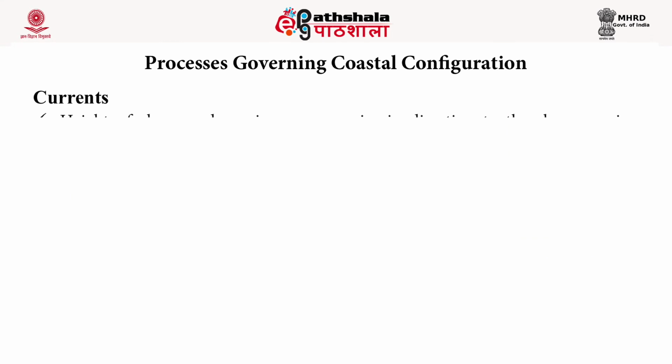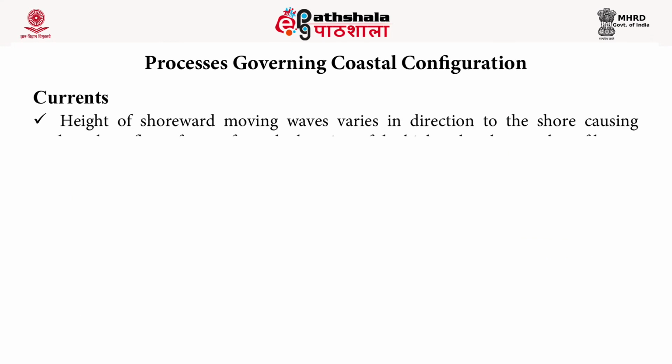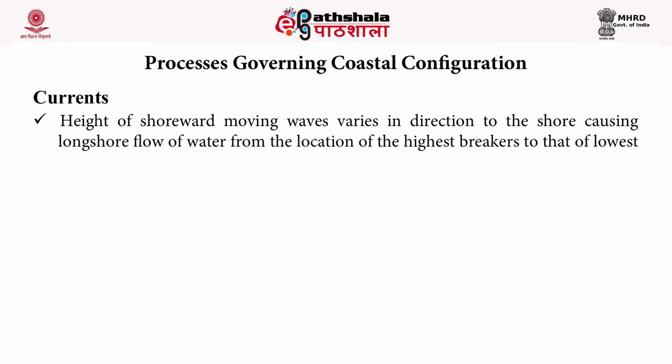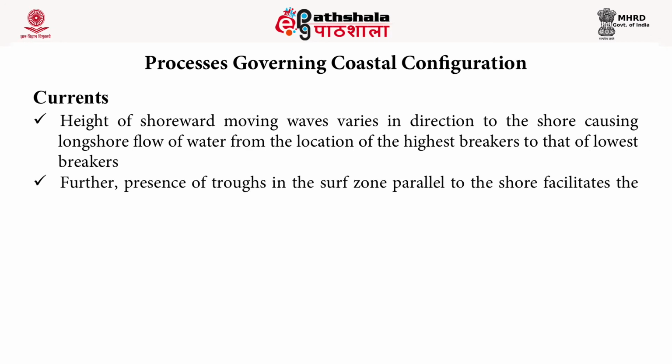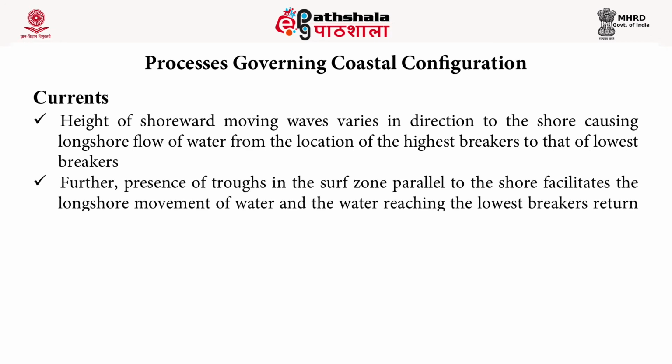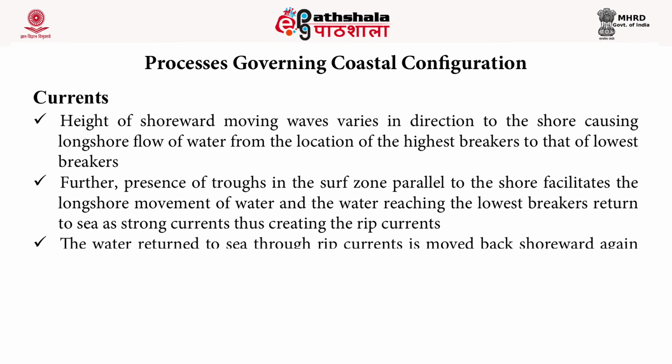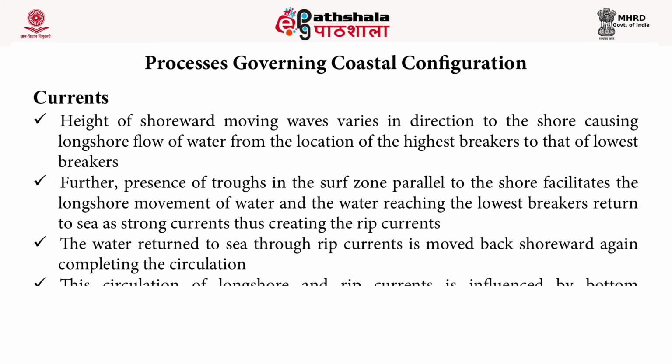The height of shoreward moving waves varies in direction to the shore, causing longshore flow of water from the location of the highest breakers to that of the lowest breakers. Further, the presence of troughs in the surf zone parallel to the shore facilitates the longshore movement of water, and the water reaching the lowest breakers returns to sea as strong currents, thus creating the rip currents. The water returned to sea through rip currents is moved back shoreward again, completing the circulation. So, this circulation of longshore and rip currents is influenced by bottom topography.